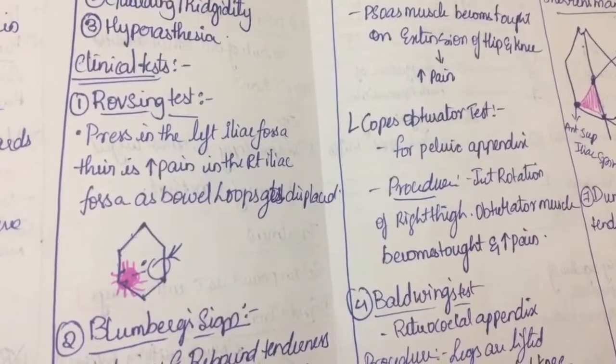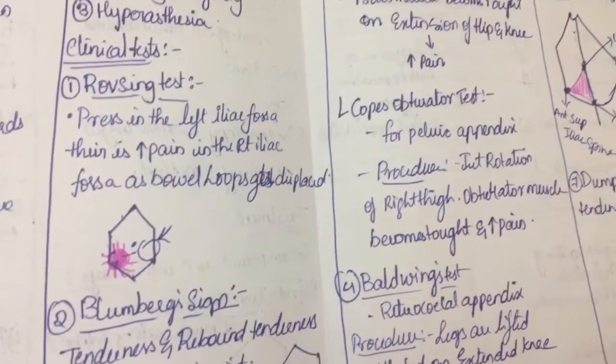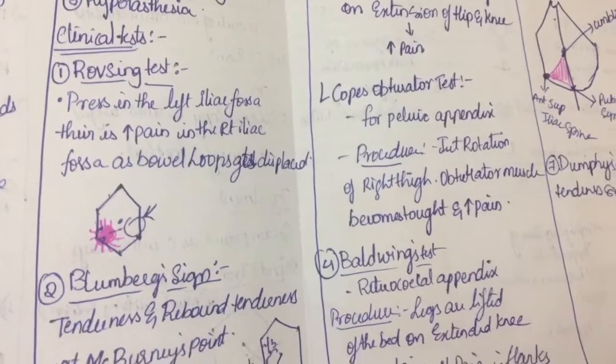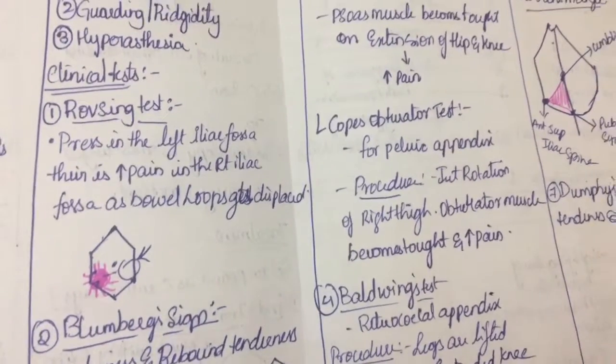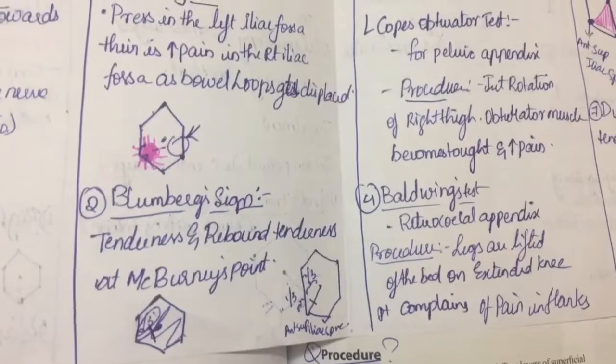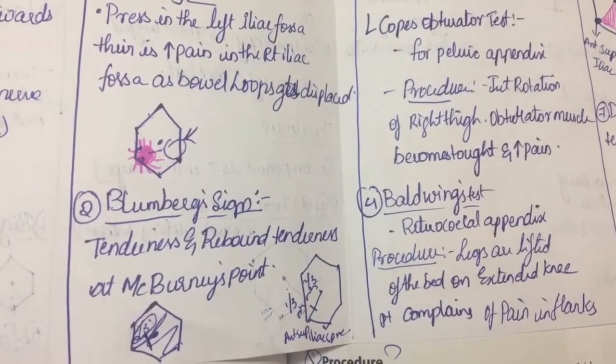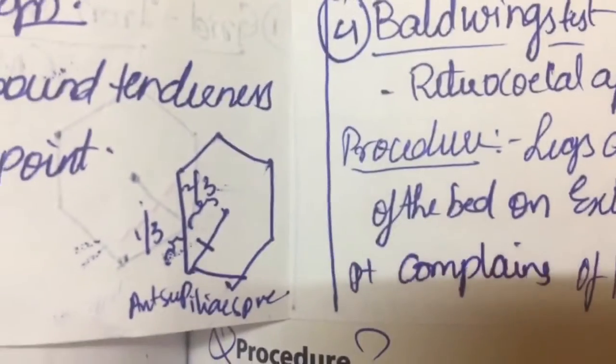Clinical testing by Rovsing's sign. By pressing the left iliac fossa, there is increased pain in the right iliac fossa as bowel loops get displaced. Blumberg's sign: tenderness and rebound tenderness at McBurney's point.